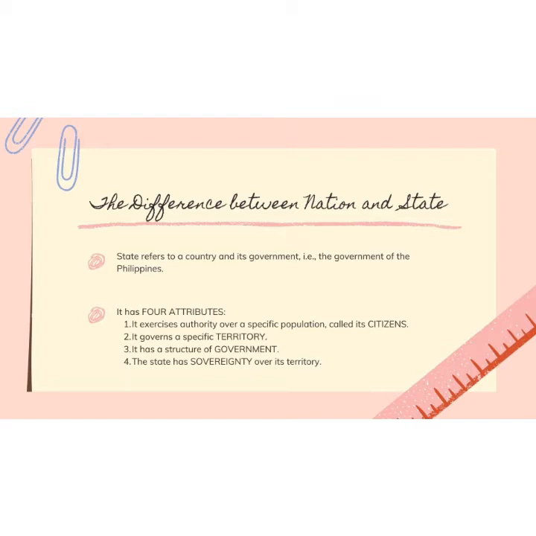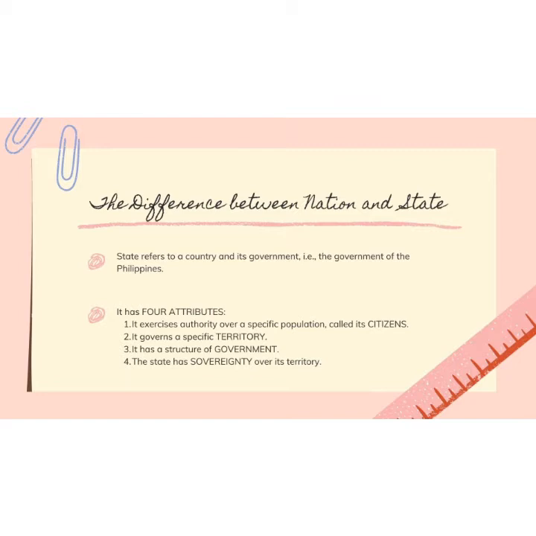Meanwhile, if there are states with multiple nations, there are also single nations with multiple states. The nation of Korea is divided into North and South Korea, whereas the Chinese nation may refer to both the People's Republic of China, the mainland, and Taiwan. So what then is the difference between nation and state? In layman's terms, state refers to a country and its government. For example, the government of the Philippines.